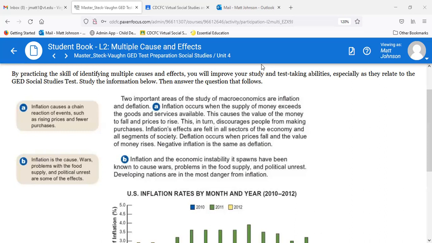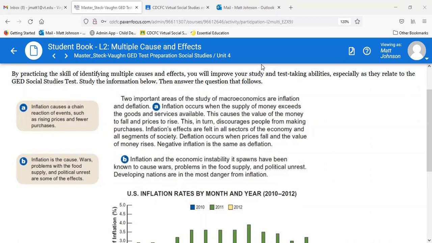And inflation and the economic instability it brings have been known to cause wars, problems in the food supply, and political unrest. Developing nations are in the most danger from inflation. So, what we used to call third world countries, to some degree, developing nations that have more issues with poverty will see those effects more.